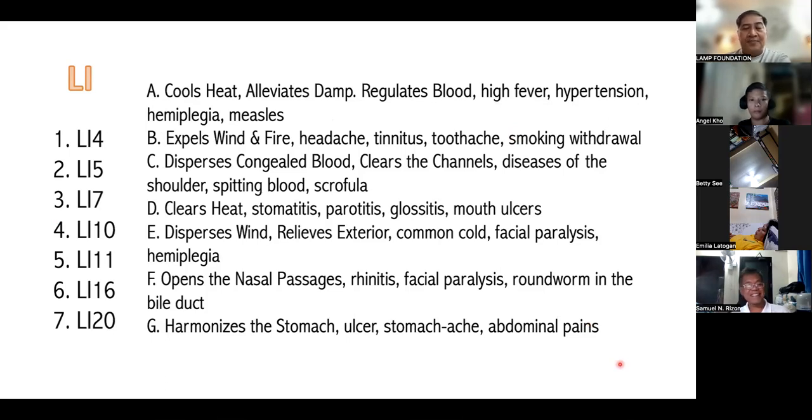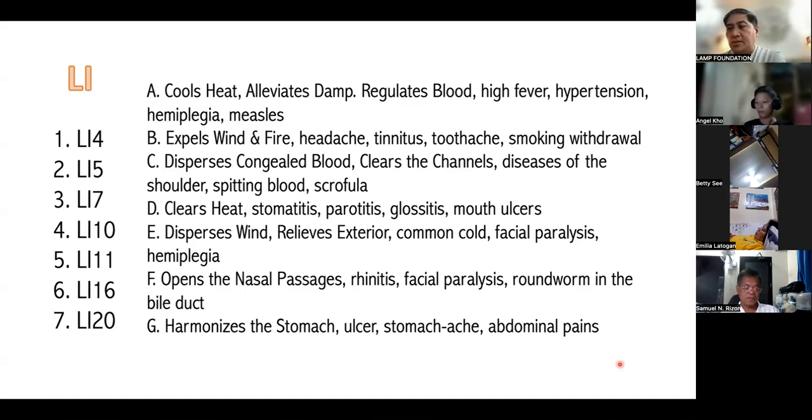Let's start with number 1. LI4. Number 1, LI4, my answer, Doc, is letter E. Disperses wind, relieves exterior, common cold, facial paralysis, and hemiplegia. Okay, what is LI4's classification? The source point of the LI channel. Very good. Correct. Number 2, LI5. Number 2, LI5 is letter B, expels wind and fire, headache, tinnitus, and toothache.